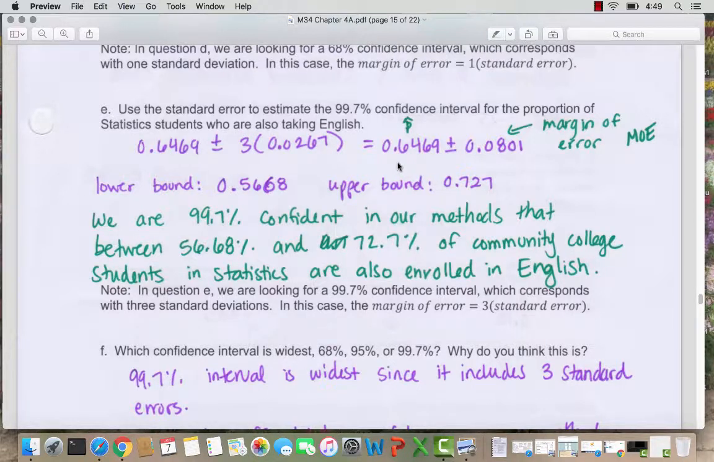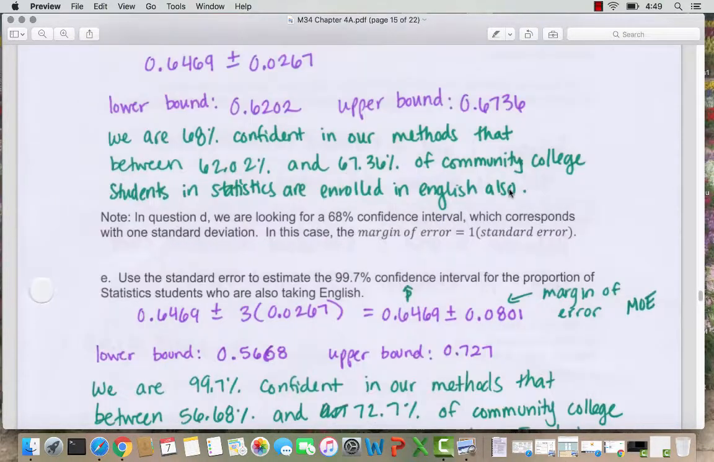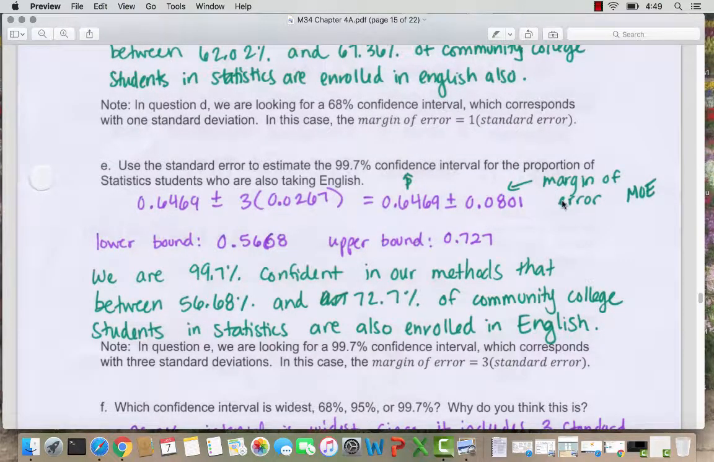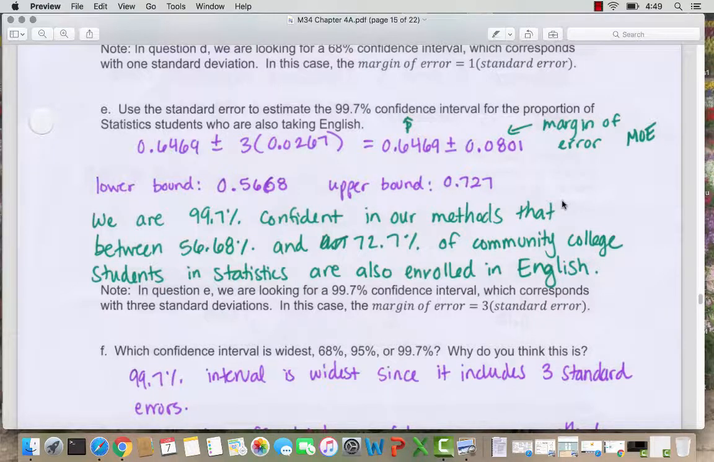So here we can say our p-hat value, our statistic, 0.6469, plus or minus the 0.0801, which came from multiplying our standard error times 3. Subtracting, we find the lower bound is 0.5668, and the upper bound is 0.727 after rounding. So notice this is wider than our 68% interval estimate because we're more confident in our answer. So if we're more confident in our answer, then we need more room for error or a larger margin of error. So we can say as a statement that we are 99.7% confident in our methods that between 56.68% and 72.7% of community college students in statistics are also enrolled in English. So again, our prediction is about all community college students, the population value. And again, that 99.7% is how confident we are in our methods.